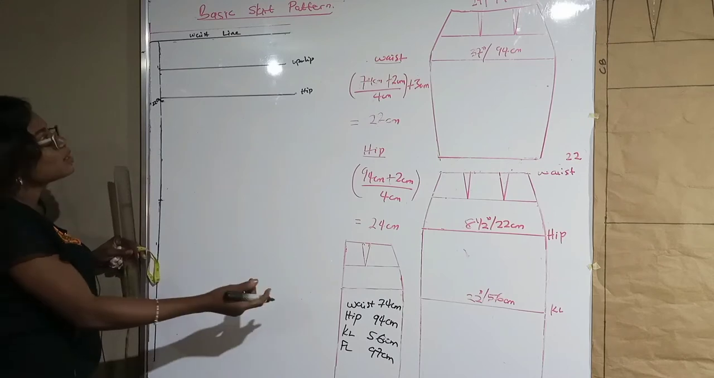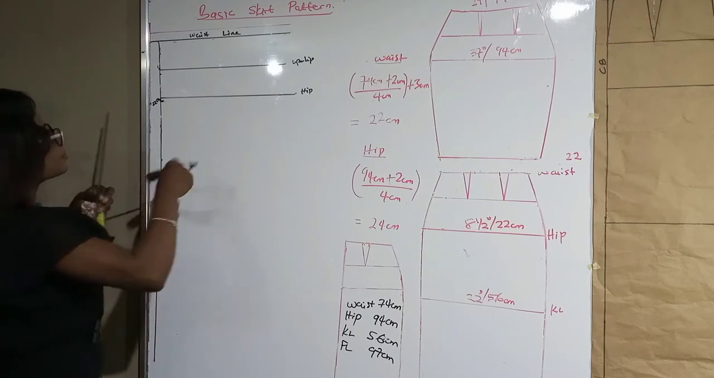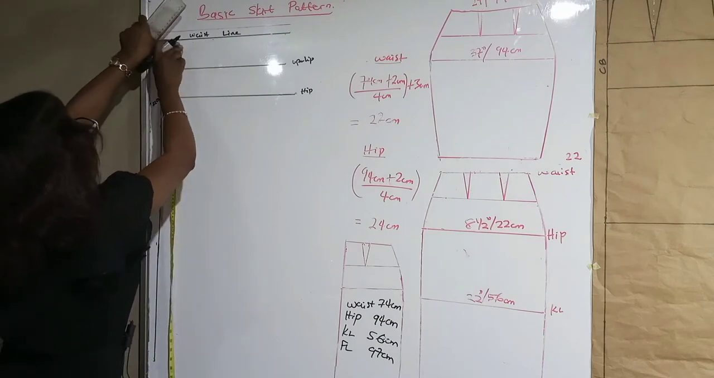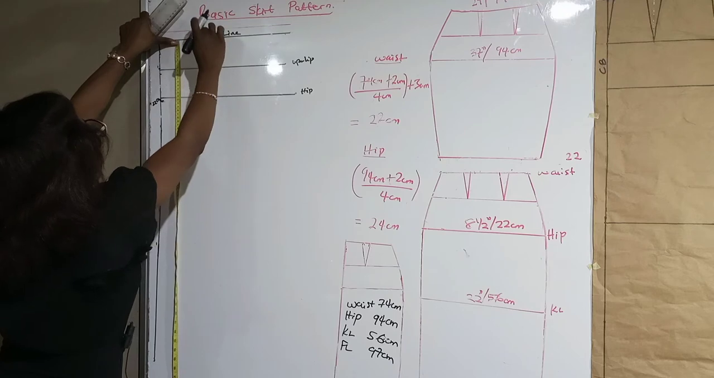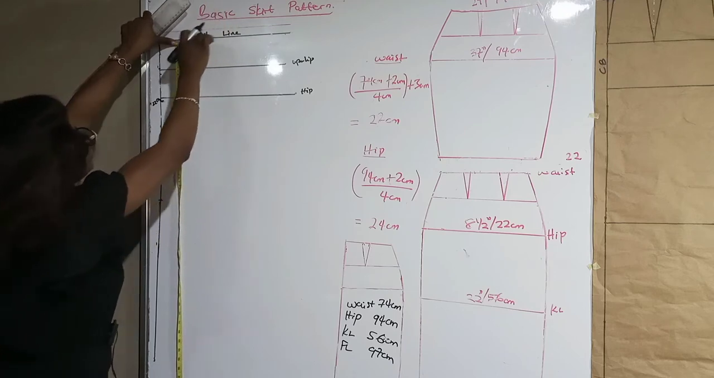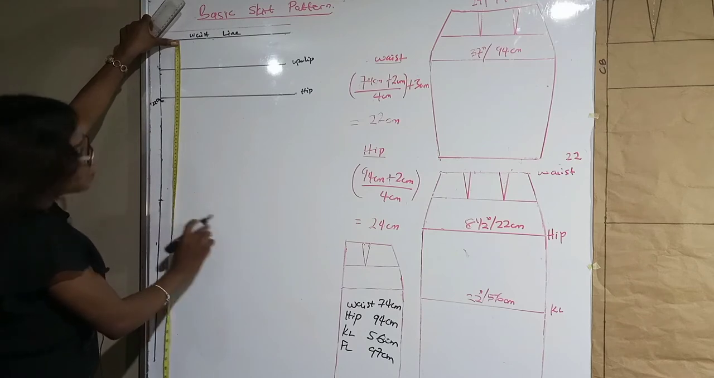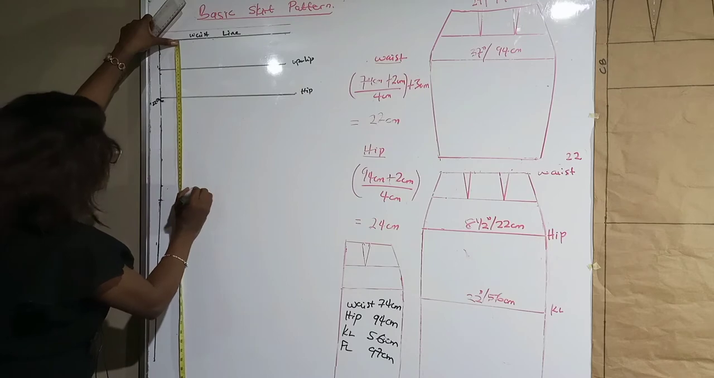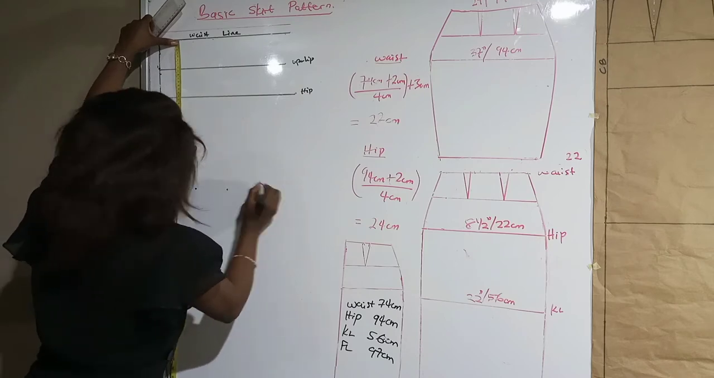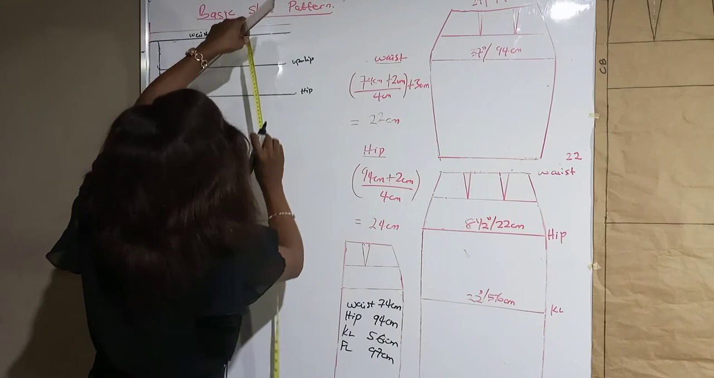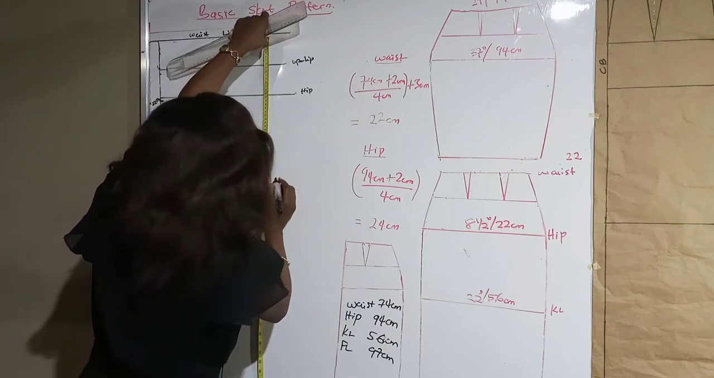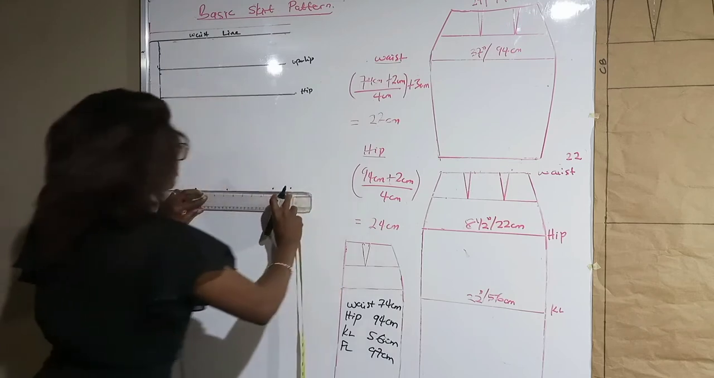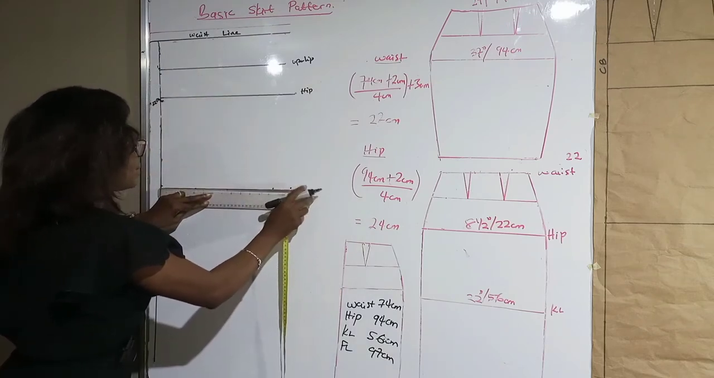Now, the knee length measurement you take from the waist line again. All the measurements start from the waist. That is why you need to have the top line to start taking your measurement from. Now, from the waist to the knee length, it is 56 cm. Just make sure you go along with your ruler and your tape rule. Then when you are done, you also connect it accurately.